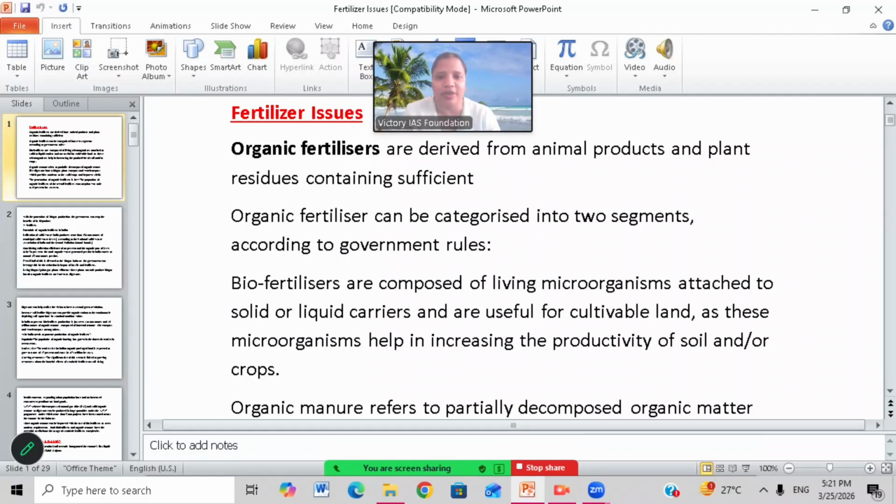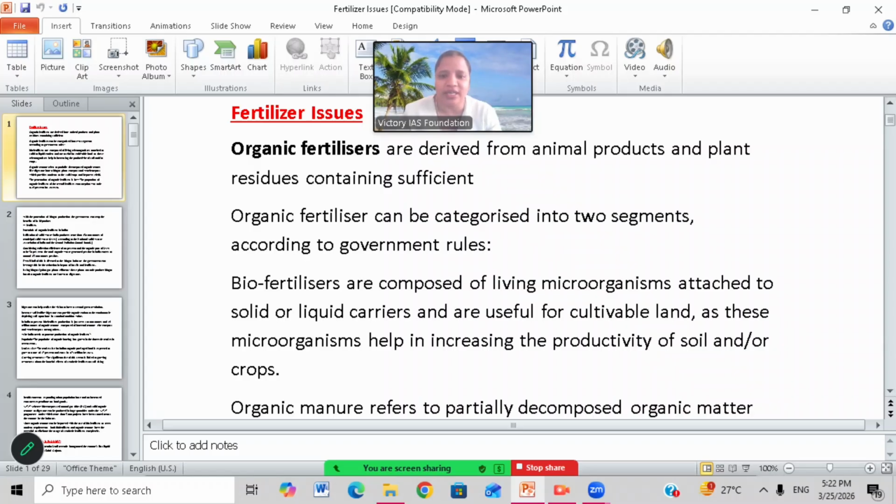In the last class, we have been discussing MSP, how the MSP is calculated, what the concerns and problems with MSP are, and how the Sanjay Agarwal committee was formed to decide on MSP. Now we will start a new topic in agriculture, that is fertilizer. What is the difference between organic fertilizers and chemical fertilizers, and how they are used for plant growth, etc.? These are the things we will discuss in this video.